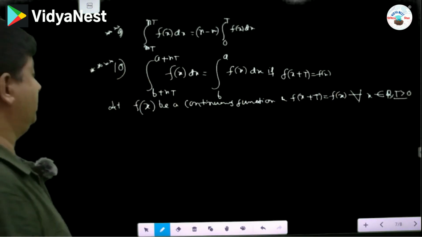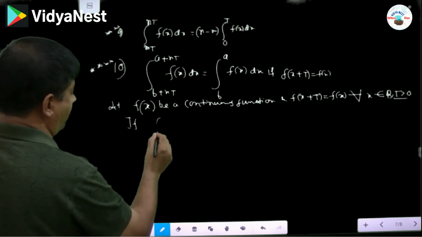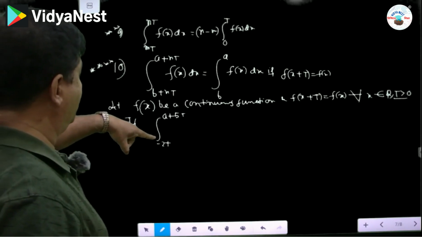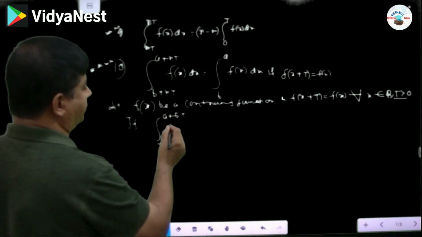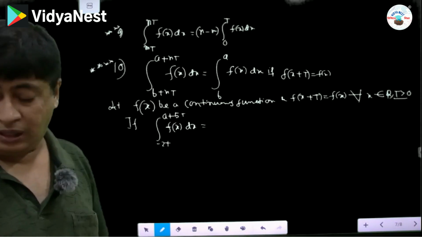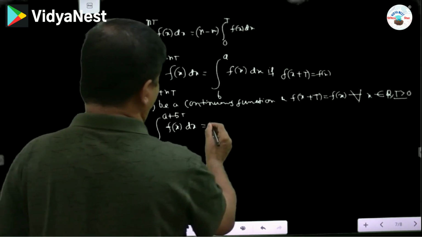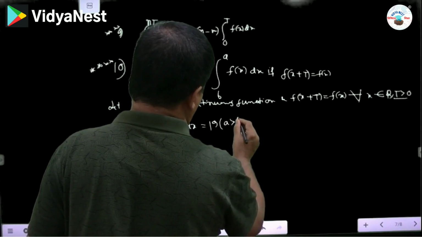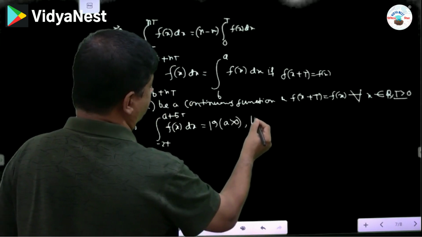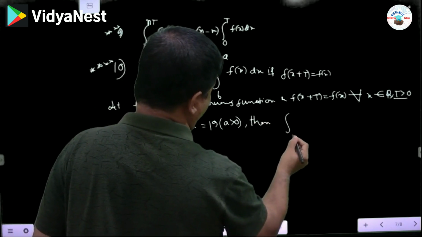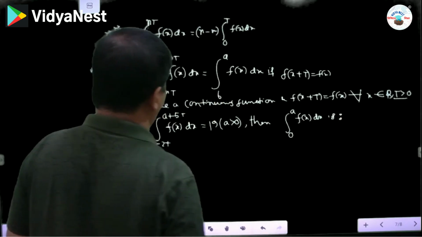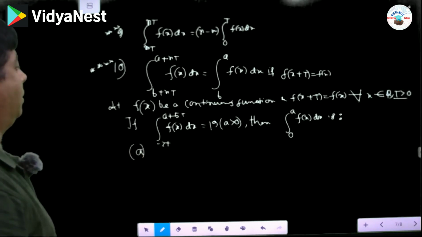Now, if the integral of fx dx from minus 2T to A plus 5T, that value is given as 19, but A greater than 0, then the integral from 0 to A of fx dx is, option A.